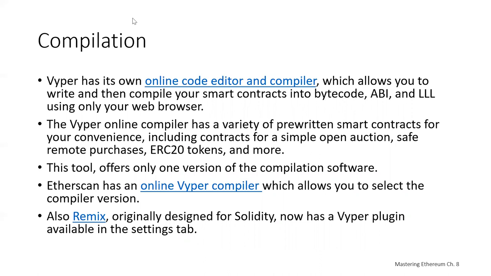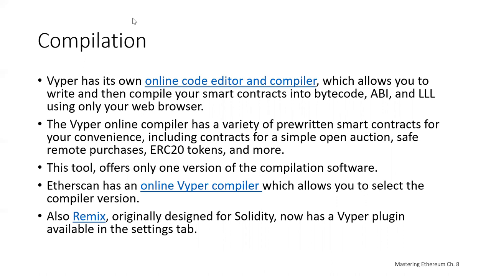So let's talk about compilation. Vyper has its own online code editor and compiler, which allows you to write and then compile your smart contracts into bytecode, ABI, and LLLs using only your web browser. The Vyper online compiler won't necessarily be using Remix in this case. The Vyper online compiler has a variety of pre-written smart contracts for your convenience, including contracts for simple open auctions, safe remote purchases, ERC20 tokens, and more.